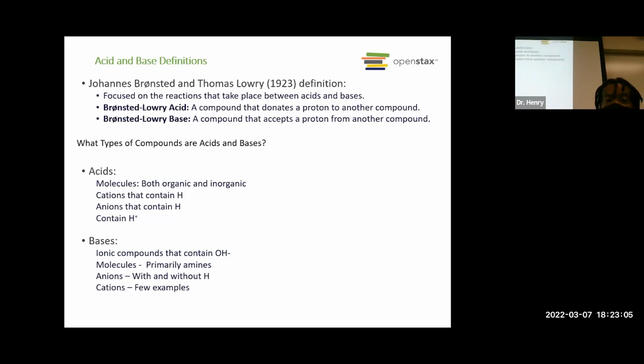Where bases, they're going to be ionic compounds that contain OH-. They're going to be molecules, primarily amines. They're going to be with or without H. And there's only going to be a few of them that are going to be cations. Okay, so let me give you an example of an anion that contains H.